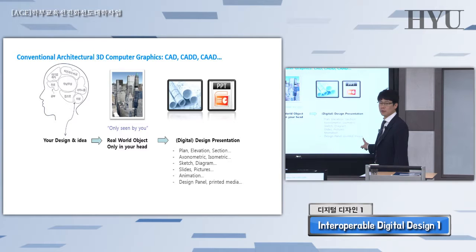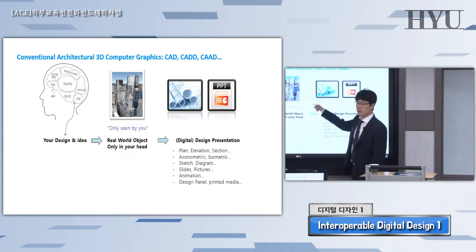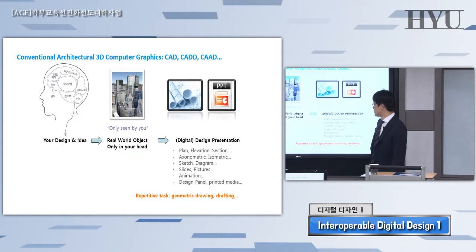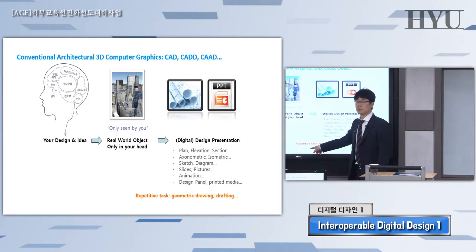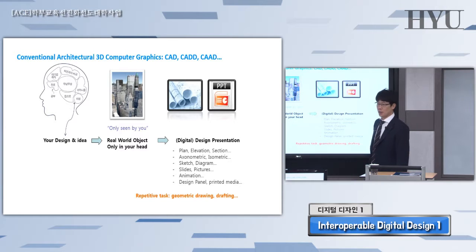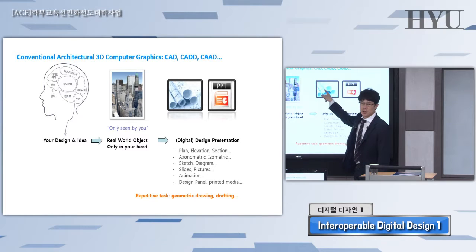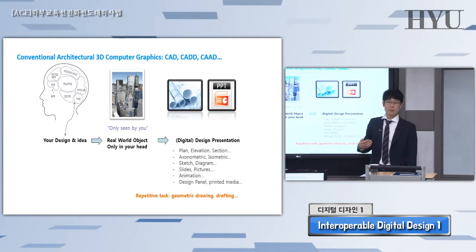Printed media, some printouts, okay? And so on. A lot of things for sharing your design idea from your brain. This is the conventional way, okay? So the problem with this one is, you know that, very repetitive, time consuming, fighting each other, okay? Geometric drawing, drafting, they always should be updated. If you change some design, you have to update elevation, section, plans, and so on. All the time, very time consuming and tedious, okay?